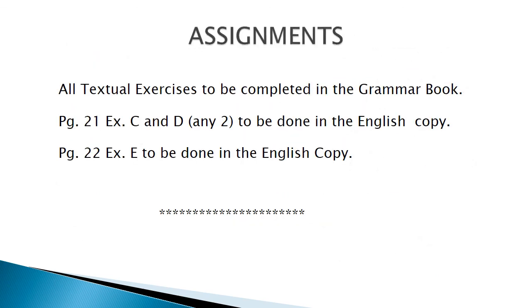Here are the assignments that you are going to do. All the textual exercises that we have discussed so far are to be completed in the grammar book. And exercise C given on page number 21, and exercise D, I told you any two drawings you have to do in the English copy, and exercise E on page 22 has to be done in the English copy.